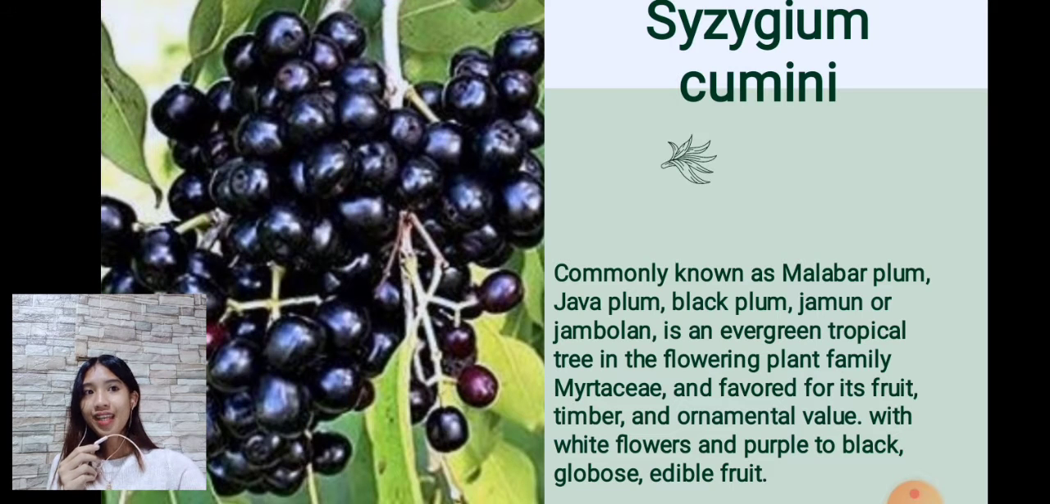We have Syzygium cumini, commonly known as Malabar plum, Java plum, black plum, duhat, or lomboy. It is an evergreen tropical tree in the flowering plant family MYRTACEAE and favored for its fruit, timber, and ornamental value, with white flower and purple to black globose edible fruit. So it is Malabar plum, Syzygium cumini.